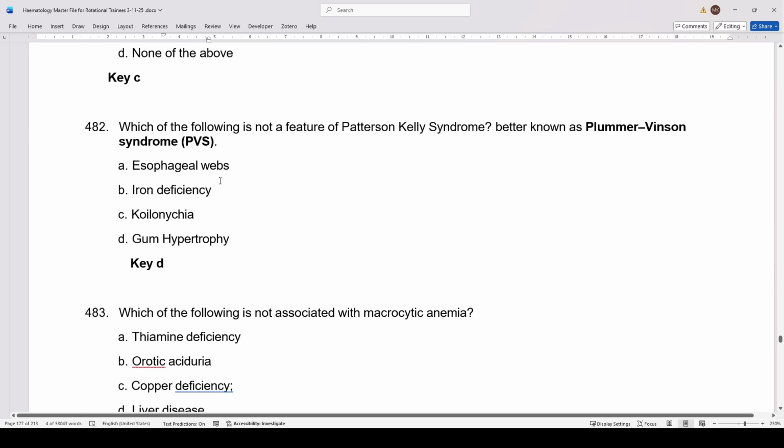Next is, which of the following is not a feature of Patterson-Kelly syndrome? It is also known as Plummer-Vinson syndrome. Okay, so the same name, and it is a triad of esophageal webs, iron deficiency, and dysphagia. So spoon-shaped nails are also there in that case, because in iron deficiency anemia we have these spoon-shaped nails. So which of the following is not a feature? So gum hypertrophy is not a feature.